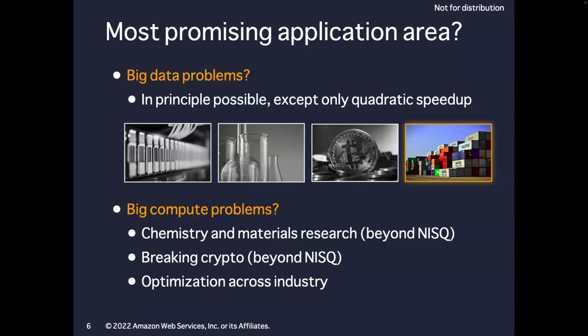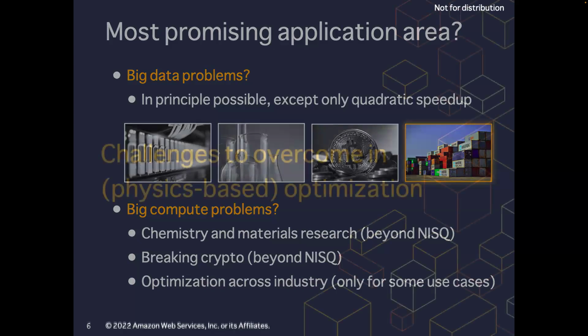Chemistry and material sciences, from our perspective and from what we've seen working with customers, are going to be the more near-term application of quantum devices. Crypto is beyond the noisy devices that we have today. And as for optimization, as I will show you, only for selected use cases. In principle, you can use quantum devices to solve any kind of optimization problem. In practice, however, this might turn out to be very difficult or impractical. And that's the part that I want to discuss with you today.